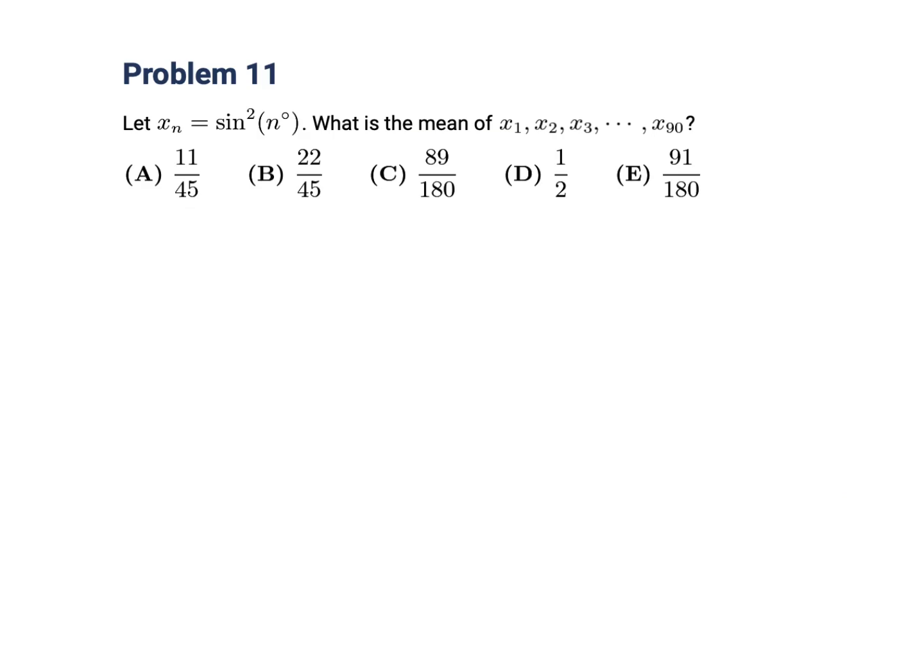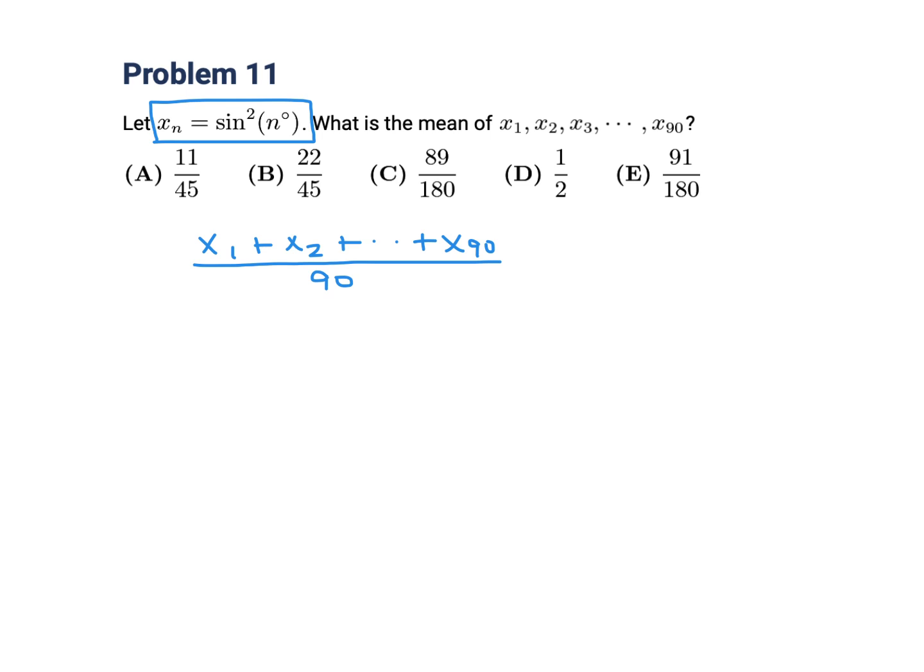Let x_n equal sine of n, all squared. What is the mean of x1 to x90? So what we are being asked to do is add up all of these all the way up until x90 and then take the mean, which obviously would be done by dividing by 90. Okay, so what I will do is work with the only equation they've given me.